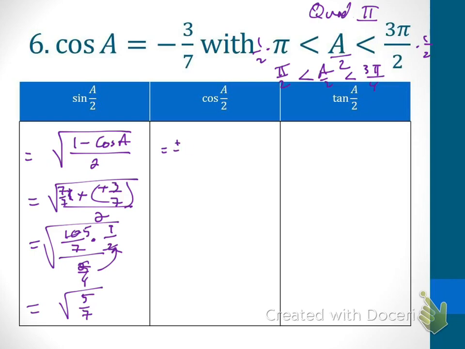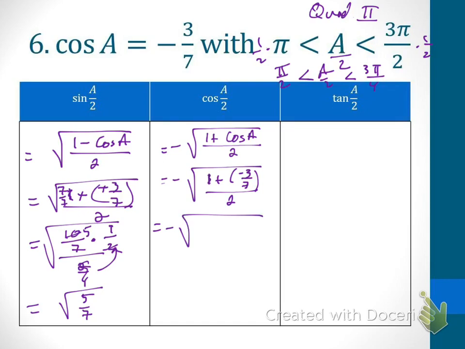It's plus or minus the square root of 1 plus the cosine of A all over 2. Now, cosine in quadrant 2 is going to be negative, so we got to keep this negative going here. So we get negative square root of 1 plus, and the cosine of A is negative 3 over 7 all over 2.